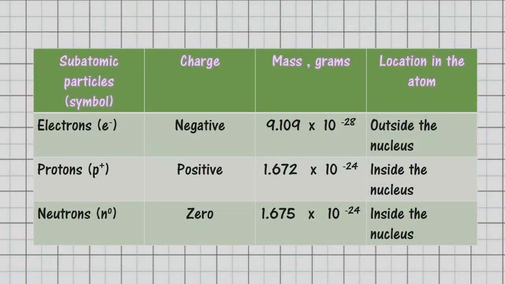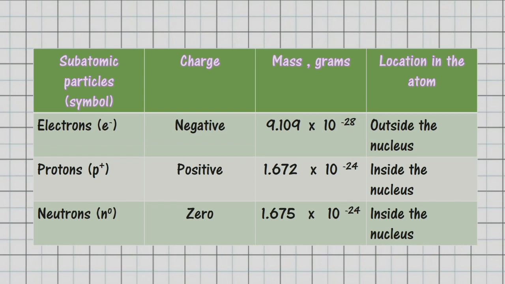nucleus. So here is the table showing the subatomic particles, describing their charge, the mass in terms of grams, and their location in an atom. Electrons have a negative charge, a mass of 9.109 times 10 raised to negative 28, and their location is outside the nucleus.